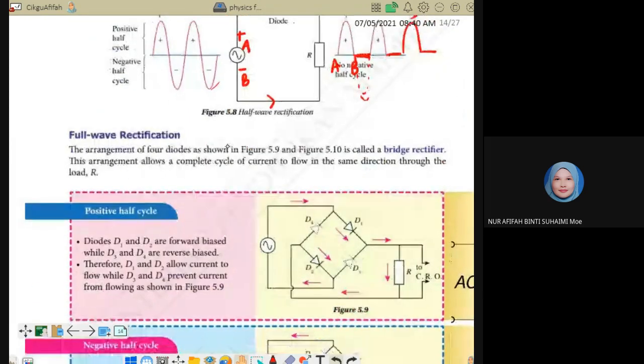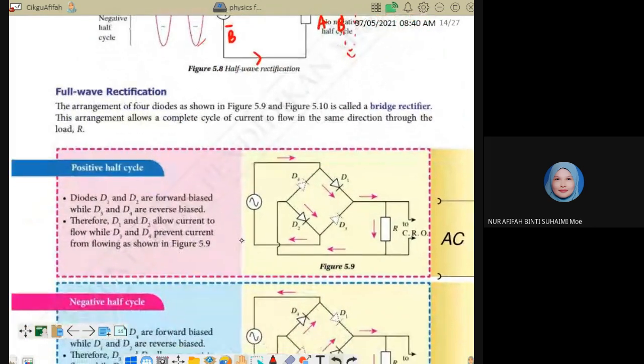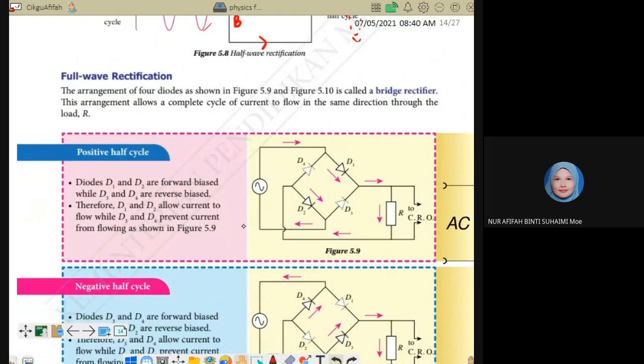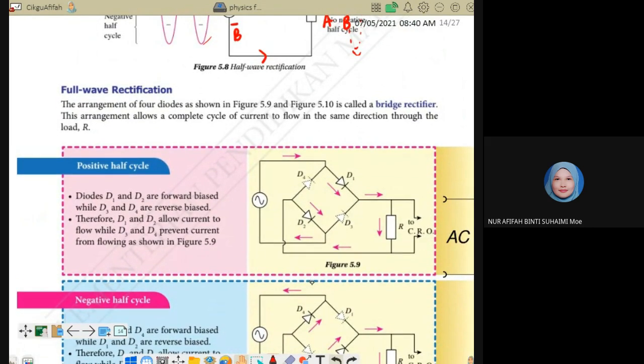Okay, for full wave, we look at full wave. Full wave we have 4 diodes. Sebab kita nak positif ada, negatif pun ada. The current flows in positive half cycle and negative half cycle, but still the output is direct current, from AC current to direct current. Right here we use 4 diodes, that we call a bridge rectifier. So the diagram looks like this lah.